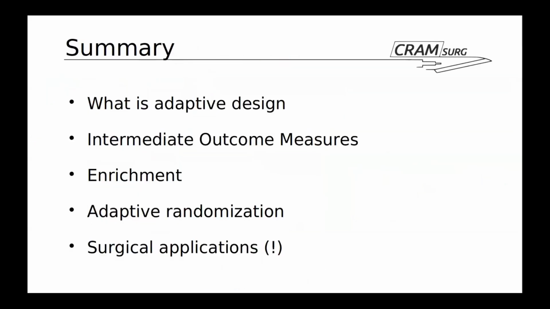So to sum up what I've just discussed, we talked about what adaptive design is in broad terms. We talked about an essential concept that allows you to implement adaptive design, which is the intermediate outcome measure. We briefly touched on enrichment, and we briefly touched on adaptive randomization. And finally, we talked about very limited surgical applications that are out there in the literature.